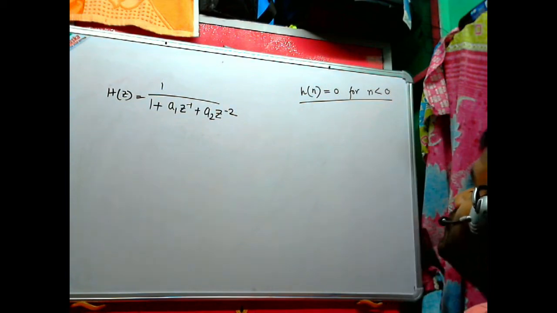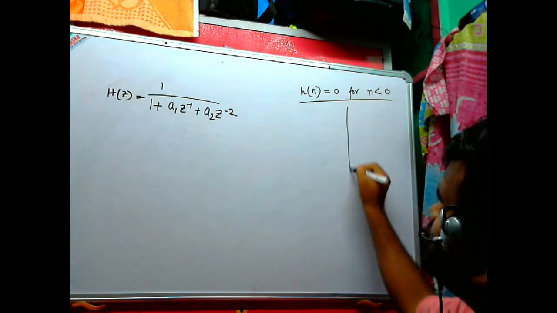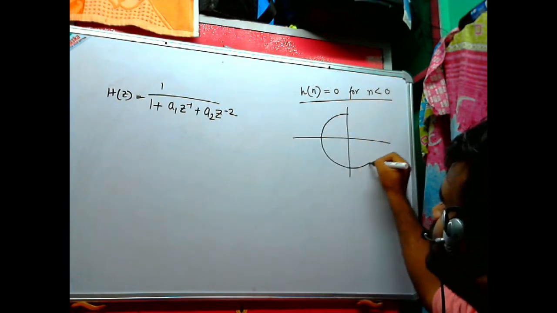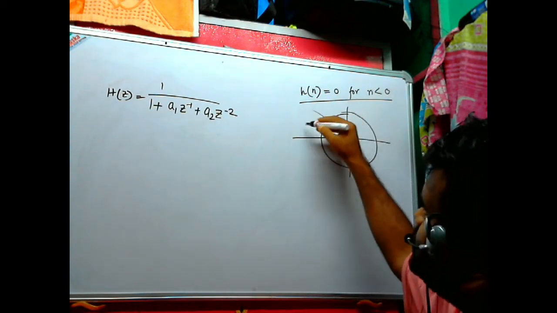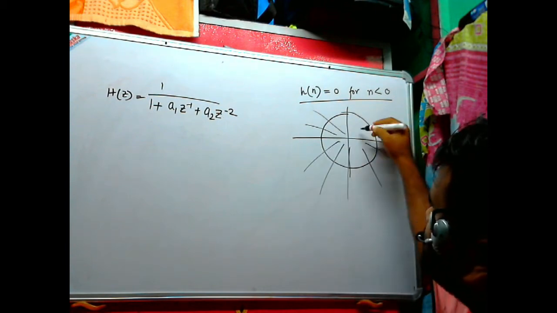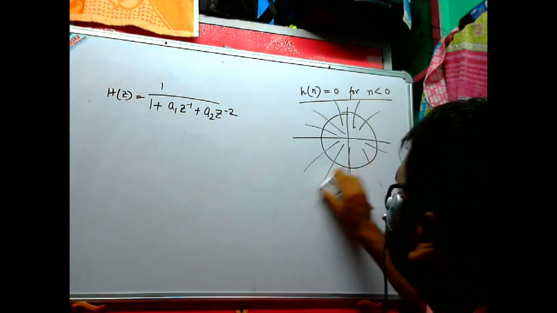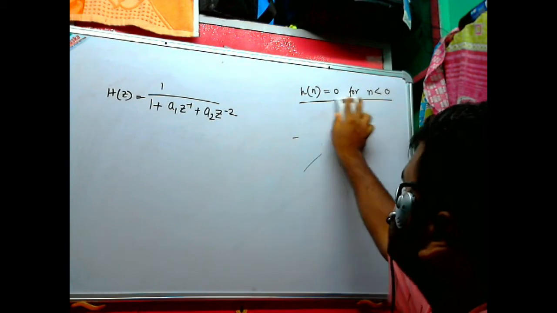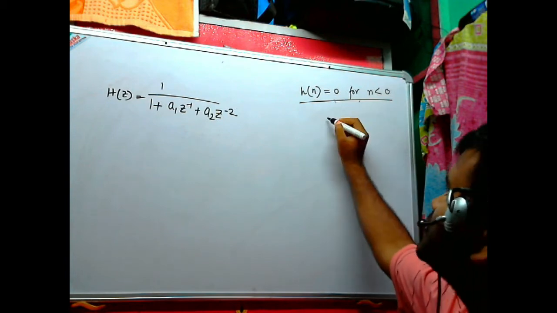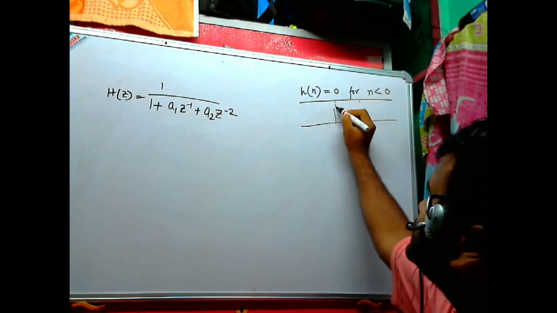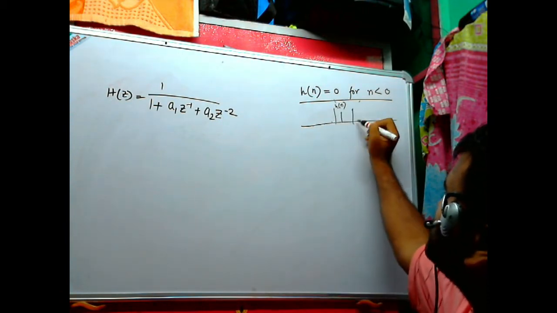Now if the system is stable, then the ROC must include the radius 1 circle. If it includes the radius 1 circle, for example this one, then this is for a stable system. Now this type of h(n) represents a right-hand side signal, because h(n) is 0 for n less than 0.